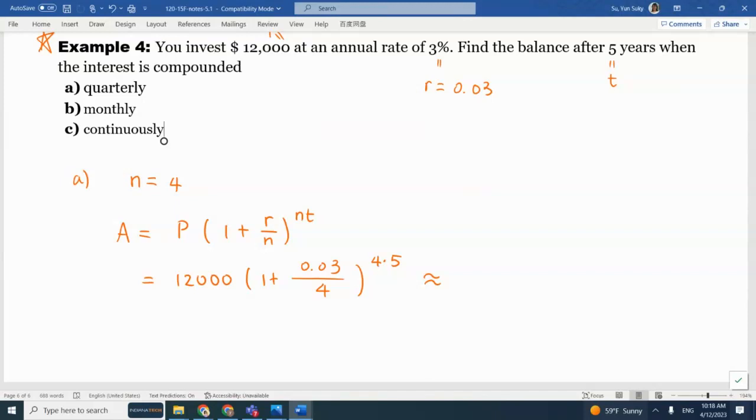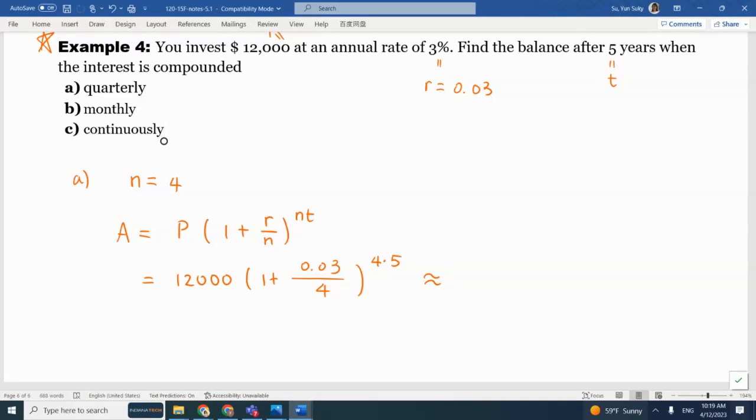Everybody, you need to know how to use your calculator. So all of you take out your calculator and type this in one line. So you put 12,000, parentheses, 1 plus 0.03 divided by 4, parentheses, raised to the power of 20. Everybody put that in your calculator. Make sure on the exam you bring a scientific calculator. What did you get?